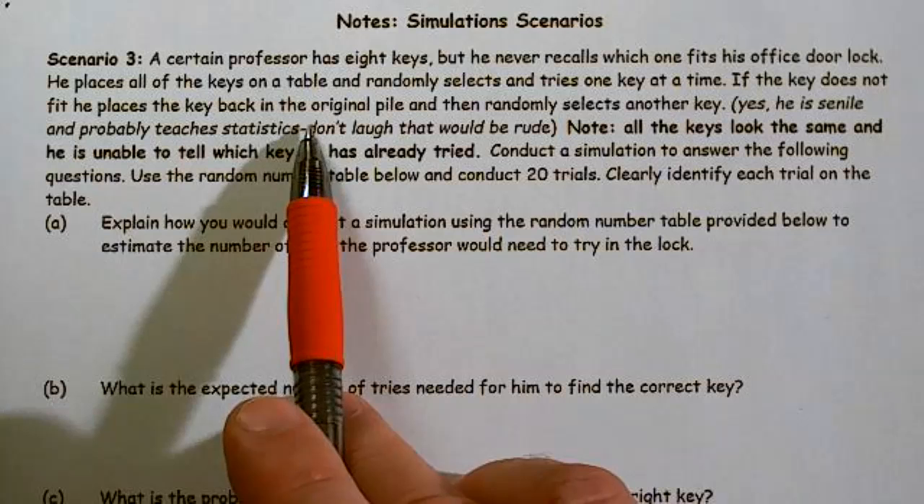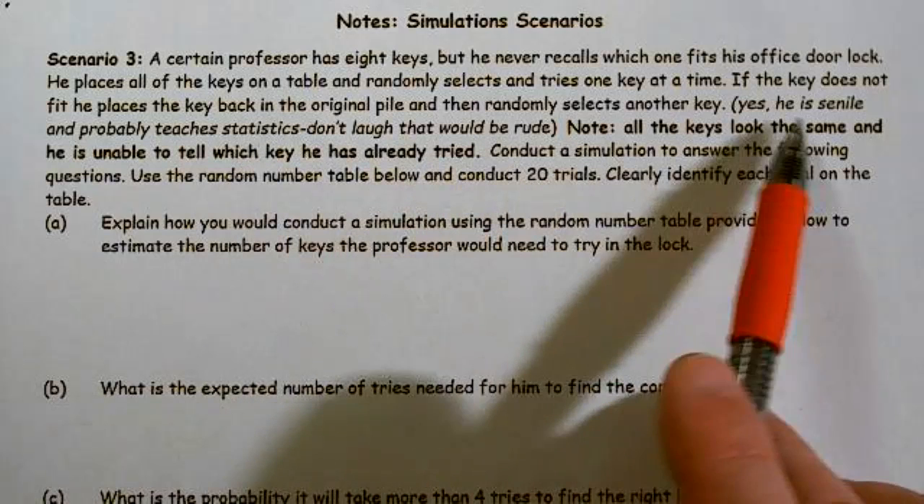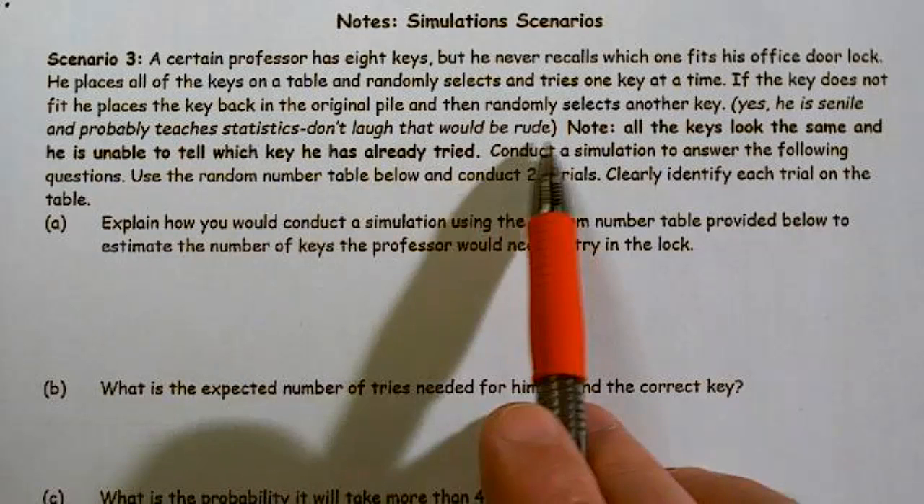Why did he do that? Because he's an idiot. And then randomly selects another key. Yes, he's senile, probably teaches stats. Don't laugh, please. That'd be kind of rude.